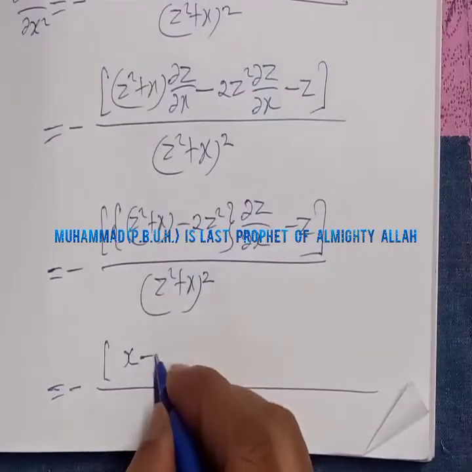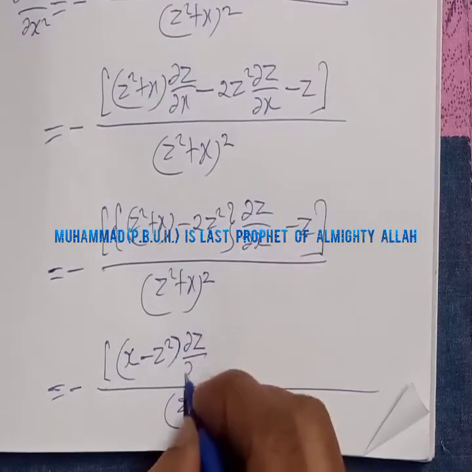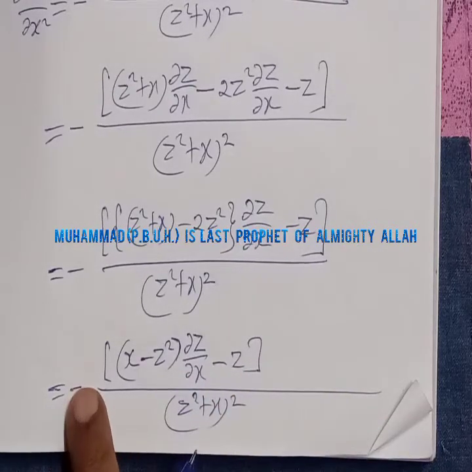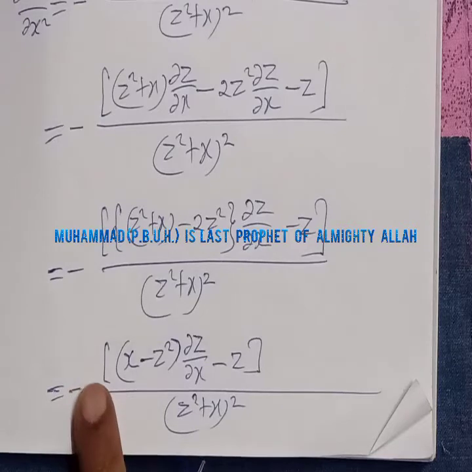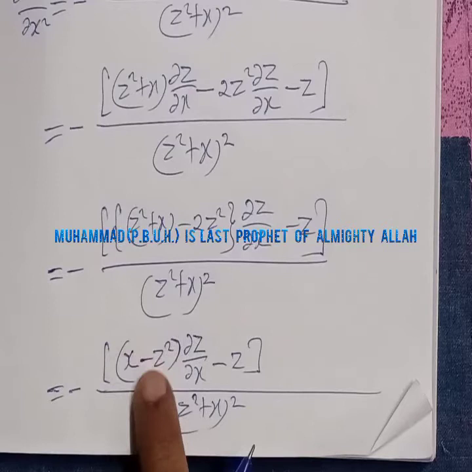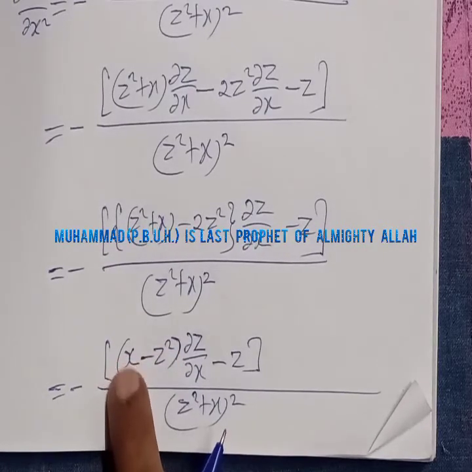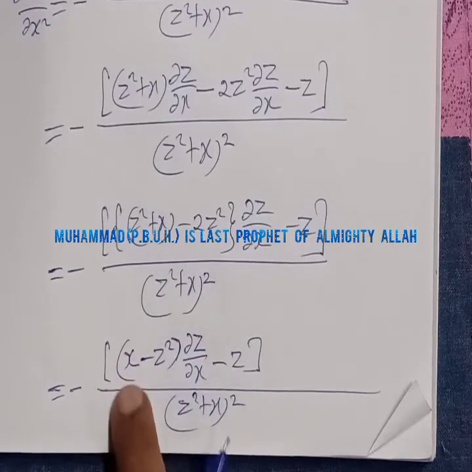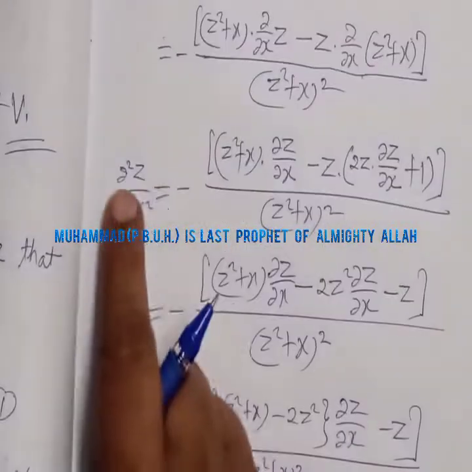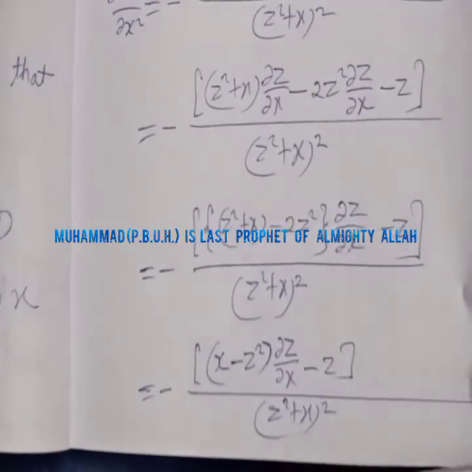Difference of this is minus z square, and that is the coefficient of del z over del x minus z. Now take minus to this bracket, then the sign will be changed. This sign will become positive, but the sign of x will become negative, and this sign also positive, and we will find the value of del 2z over del x square. So I write in the next page.